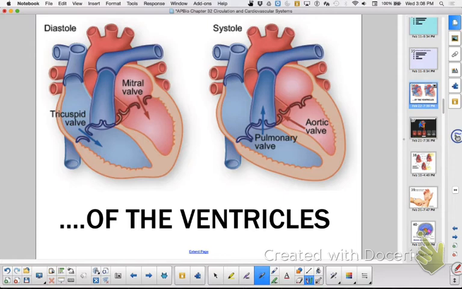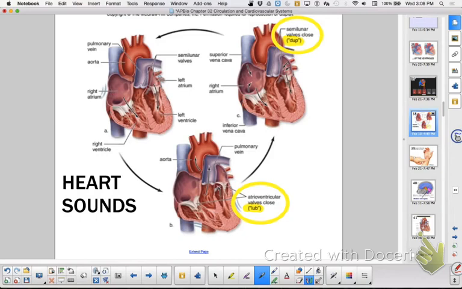We're going to remember that the heart sounds are due to the valve doors slamming shut. The AV and then the semilunar. AV, semilunar. So it goes like this. You ready? Atria contract and the ventricles are relaxing, right? Do it with me. So atria are in what? Systole or diastole? Systole. And the ventricles are in diastole.